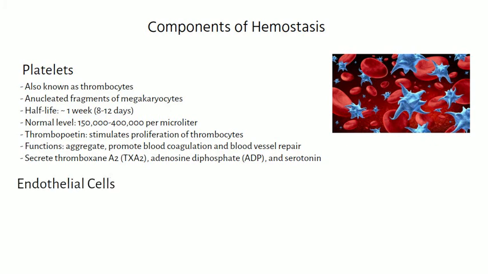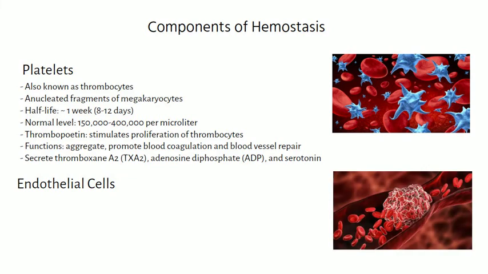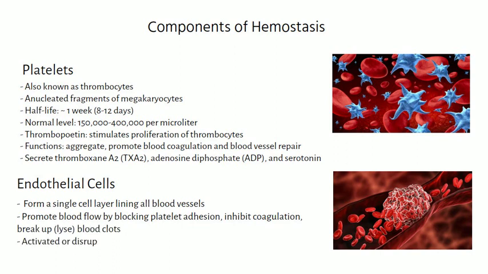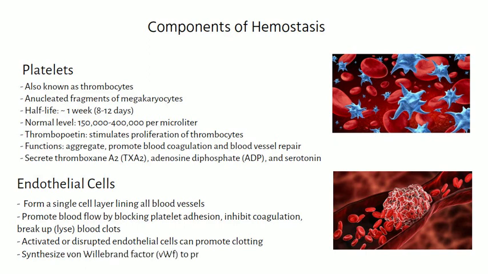Endothelial cells also play a role in hemostasis. Endothelial cells form a single layer lining all blood vessels. Endothelial cells promote blood flow by blocking platelet adhesion, inhibiting coagulation, and breaking up or lysing blood clots. Activated or disrupted endothelial cells can promote clotting. Endothelial cells synthesize von Willebrand factor to promote platelet aggregation.